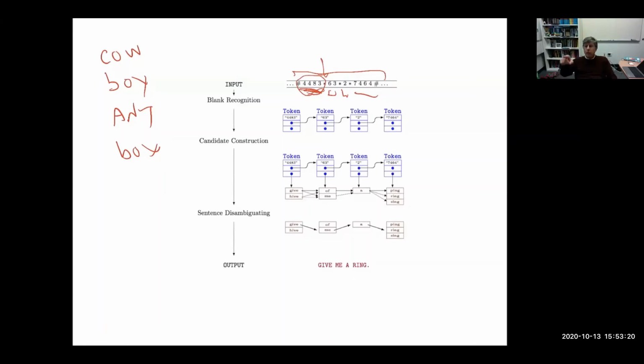Now what he's saying is that if we do this, the best interpretation of a sentence is, I'm going to claim, the shortest path to get from here to here. Does everybody kind of believe that? If a lower weight meant more likely, the right path would be "give me a ring." Any questions about that?